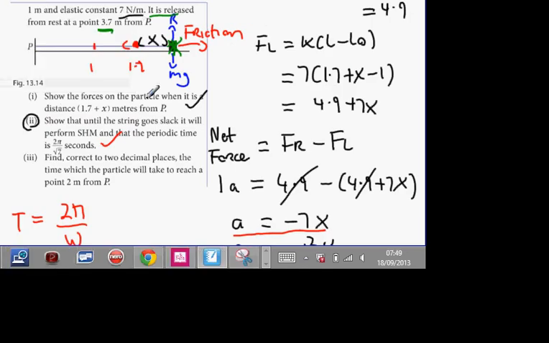You're next looking for the amplitude. You know x is 0.3, which is set in stone because you know it's 2 meters away at the end of the question, which is 0.3 of an extension. However, at the start of the question, it's released at 3.7 meters from P. Now the natural length is going to be, the equilibrium point is 1.7.